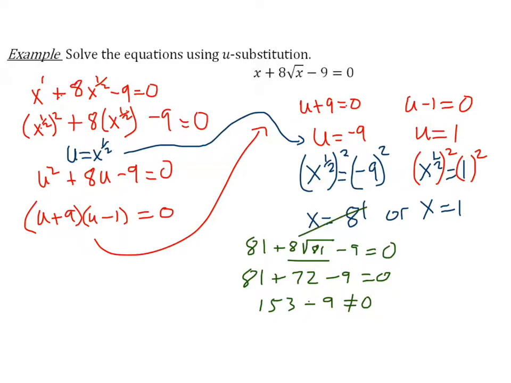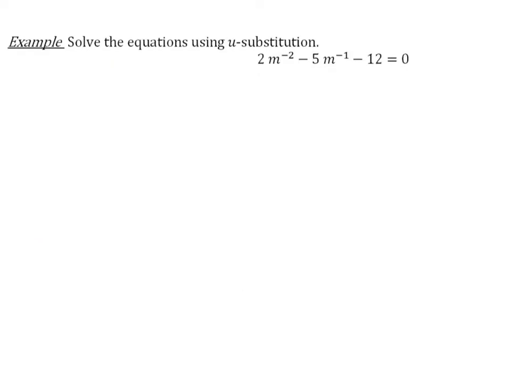And the reason is right here we had the square root of x is negative 9. Well, that's not true. The square root of x can never be negative 9 for the principal root. So now, let's check this out. When x is 1, we have 1 plus 8 times the square root of 1 minus 9. Well, that's going to be 1 plus 8 minus 9, which is pretty clearly 0. That checks out. So our final answer is x equals 1, and that's the only answer.